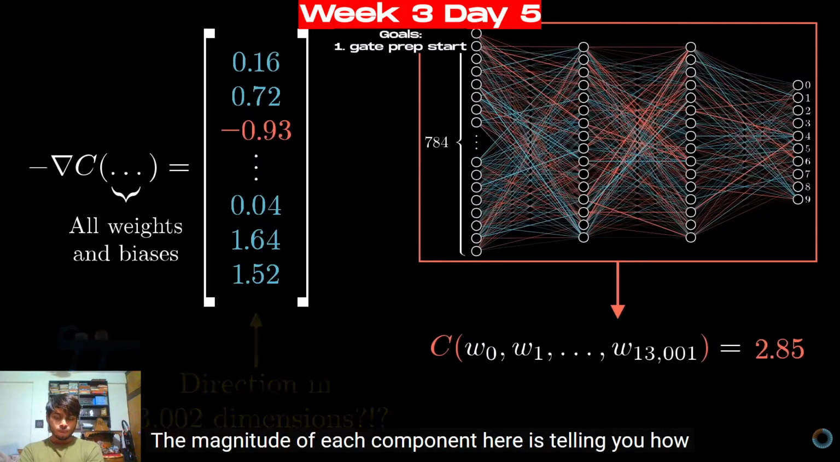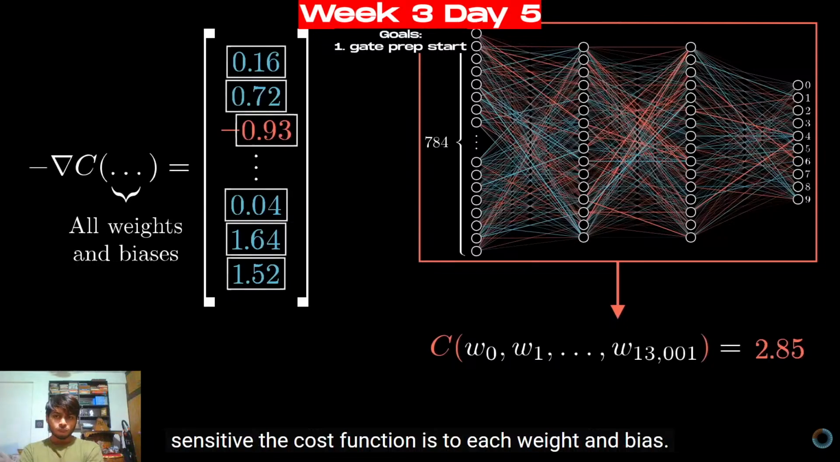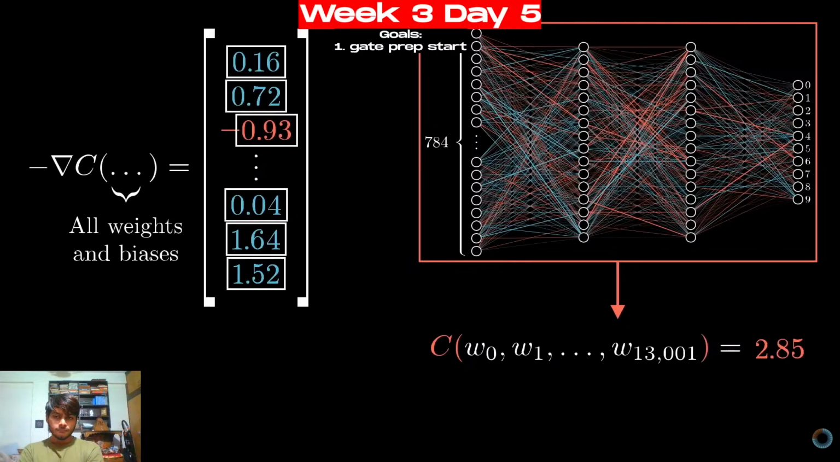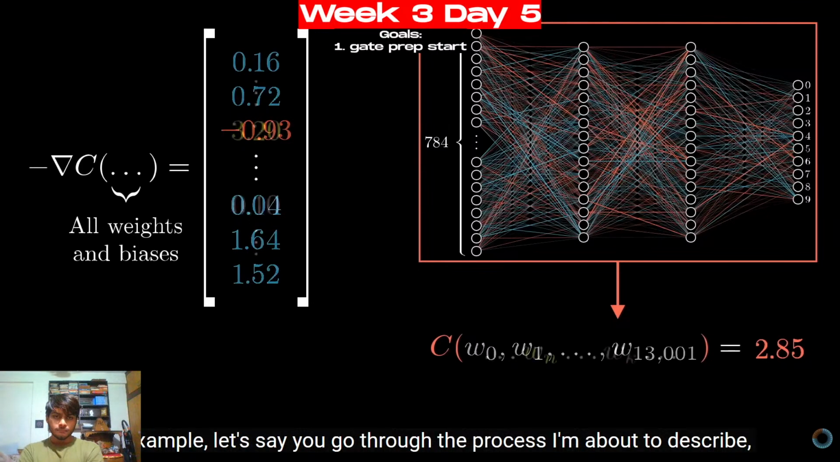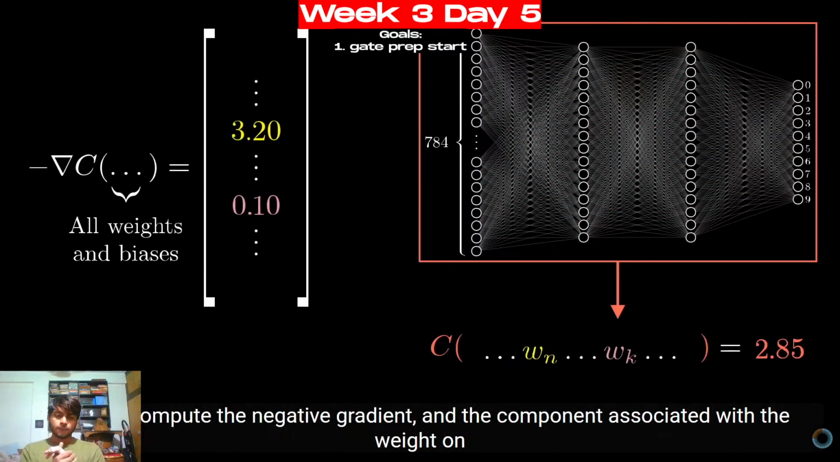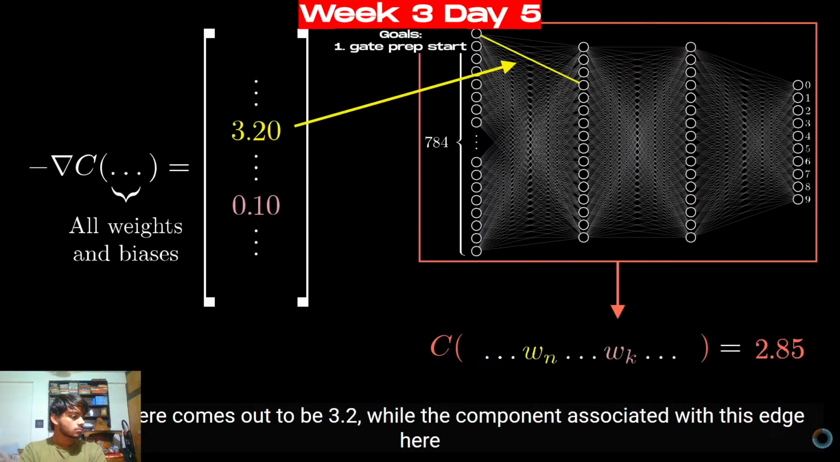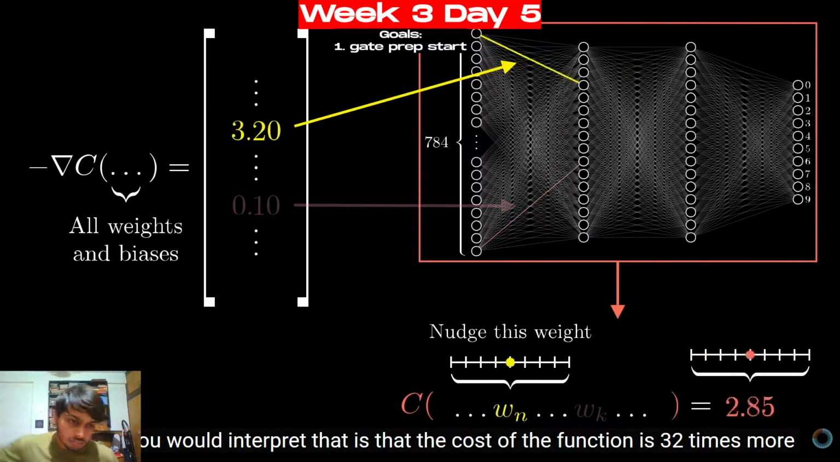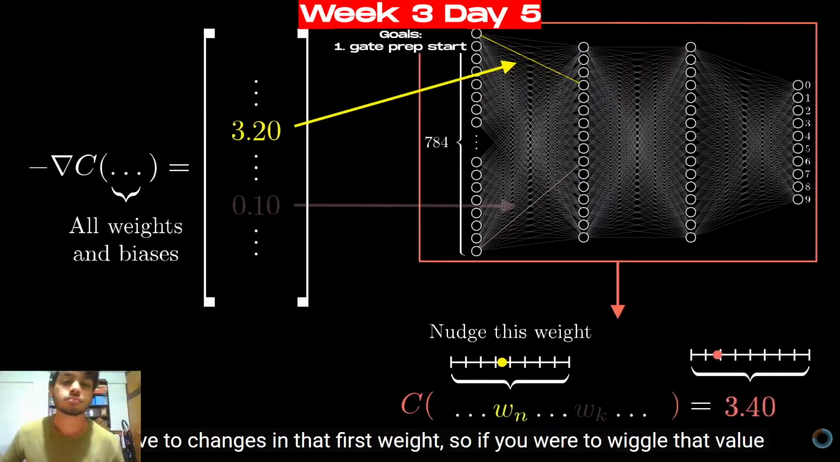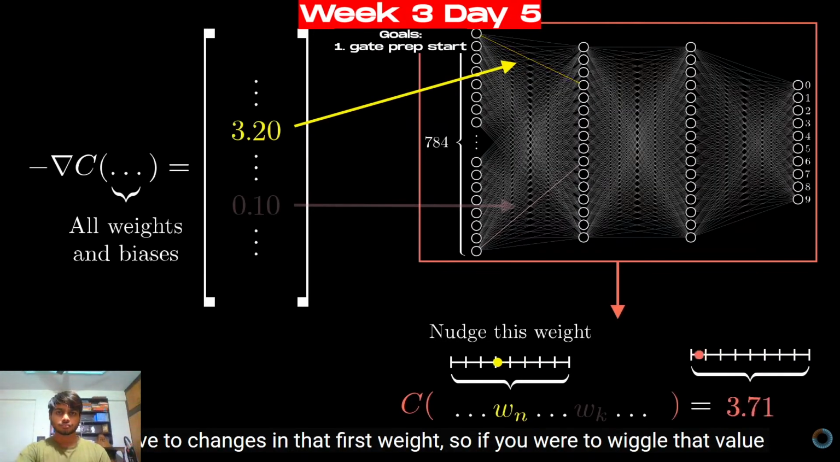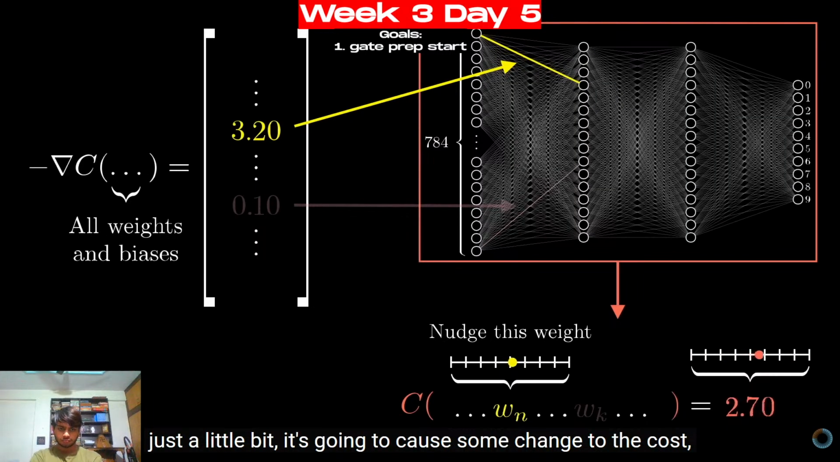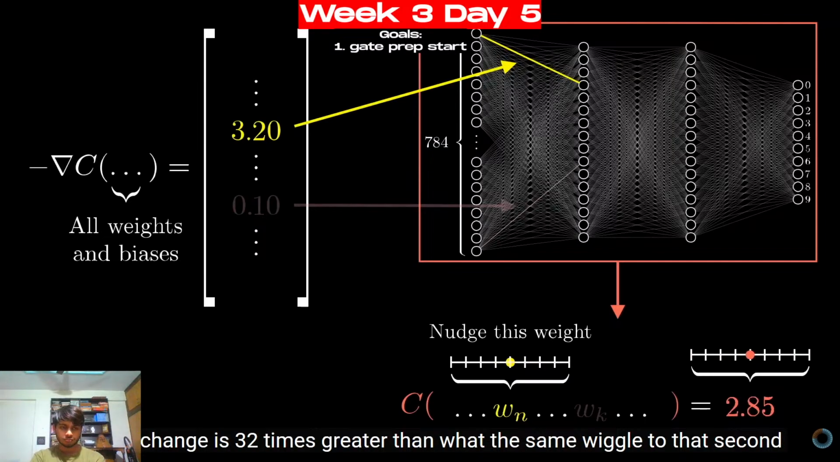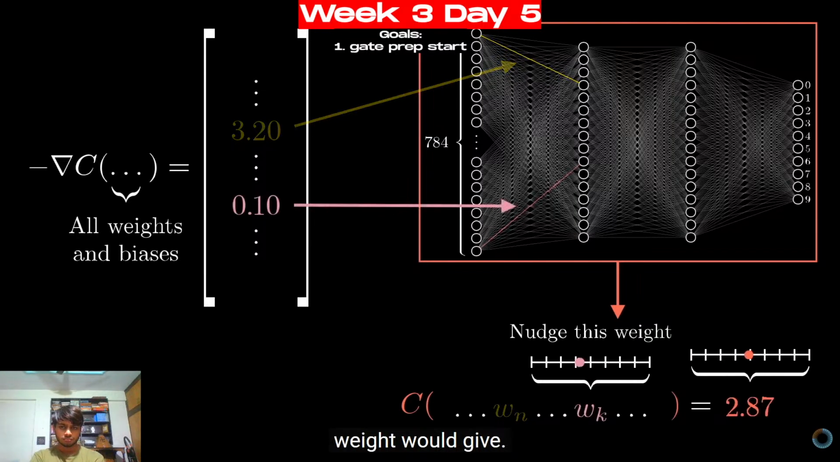The magnitude of each component here is telling you how sensitive the cost function is to each weight and bias. For example, let's say you go through the process I'm about to describe and you compute the negative gradient, and the component associated with the weight on this edge here comes out to be 3.2, while the component associated with this edge here comes out as 0.1. The way you would interpret that is that the cost of the function is 32 times more sensitive to changes in that first weight. So if you were to wiggle that value just a little bit, it's going to cause some change to the cost, and that change is 32 times greater than what the same wiggle to that second weight would give.